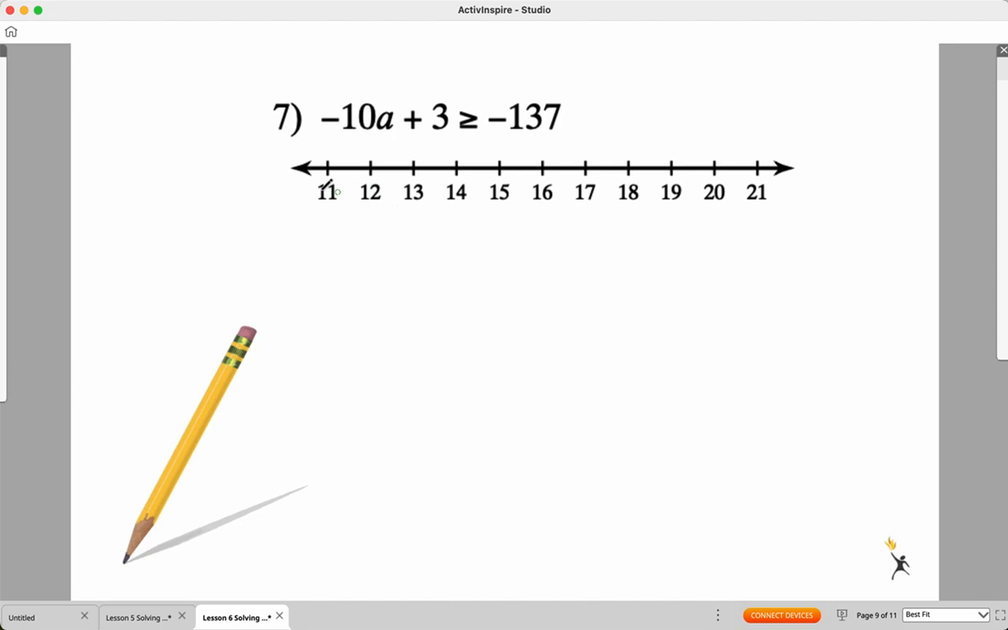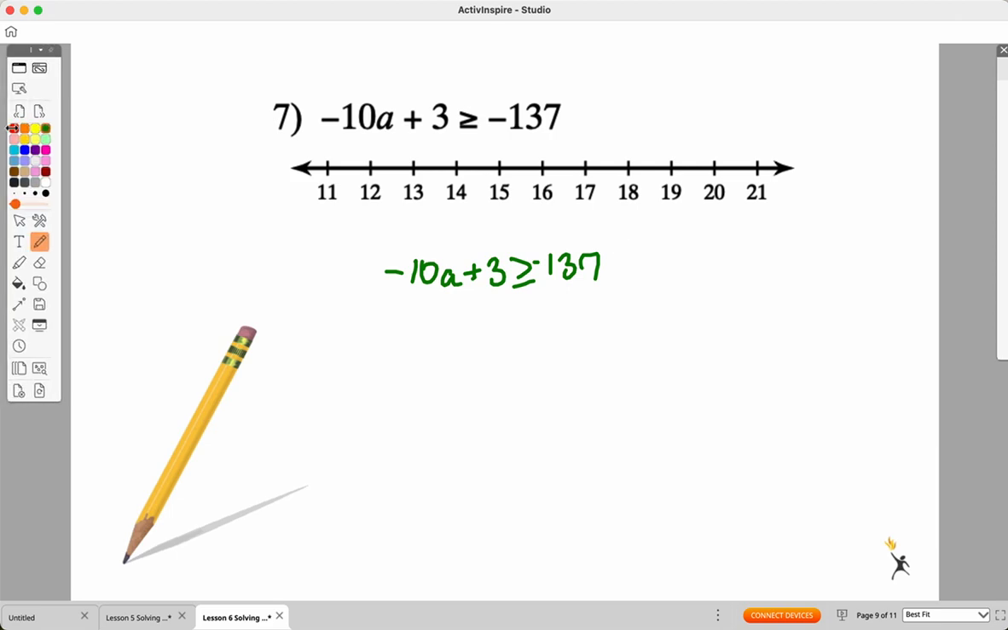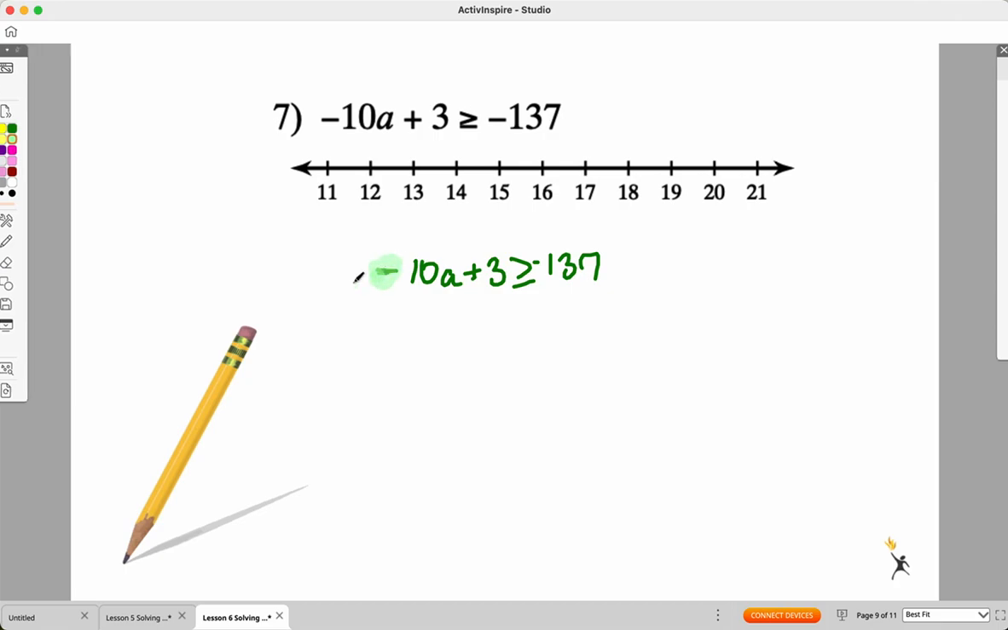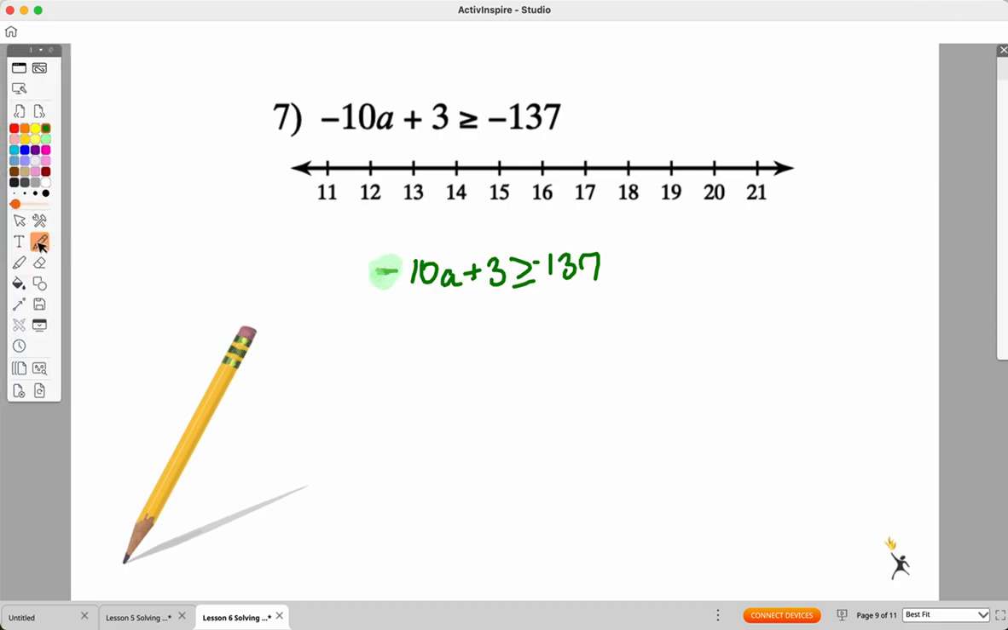So we start off here with negative 10a plus 3 is greater than or equal to negative 137. So you're telling me, Mr. Lloyd, this is just like all the other problems we did. It's actually not. It's really, really close, but it has a negative there. It's got a negative here. That negative's going to change some stuff. So let's see what we do.